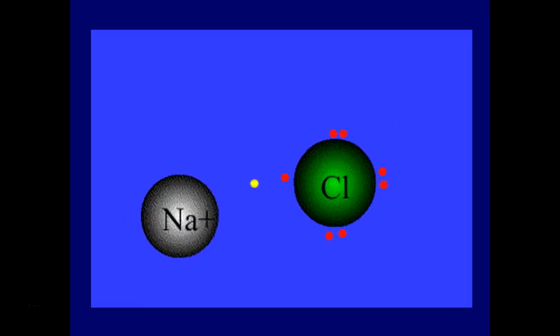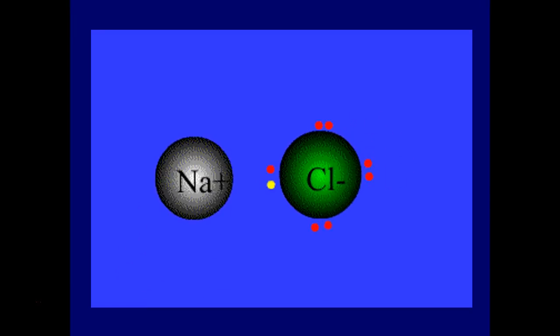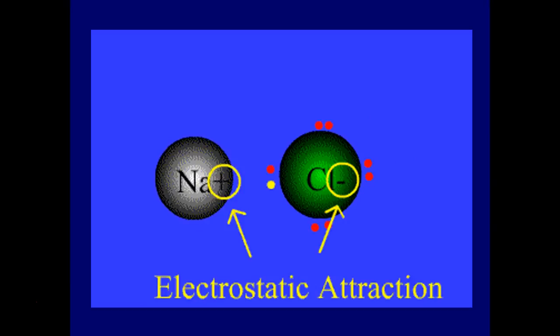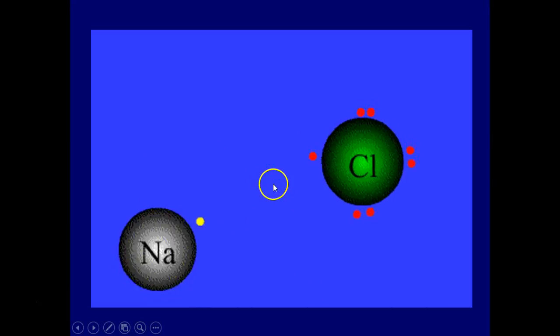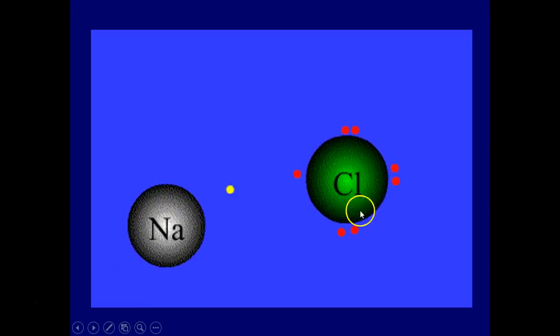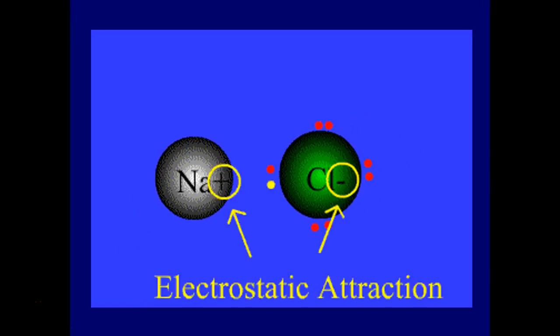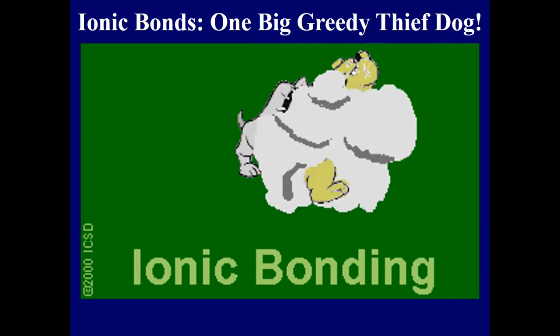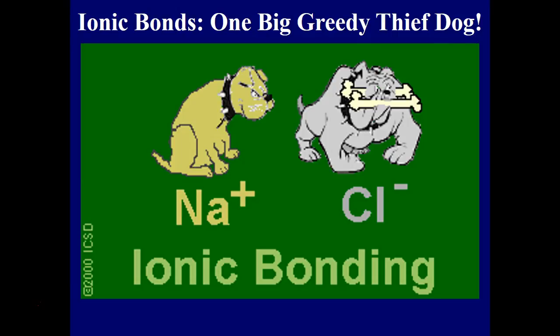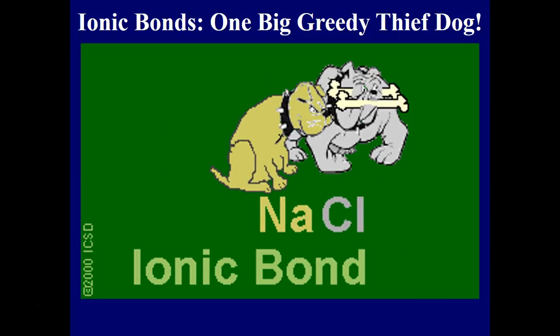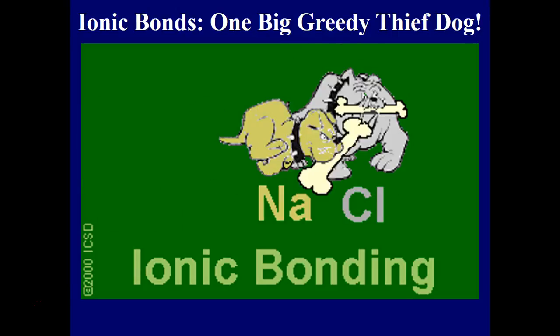So here's kind of an animation that shows what happens when 2 ions that attract each other get together. This is forming an ionic bond. We start out with sodium that has 1 valence electron, and that is given to chlorine, which needs 1 valence electron. And that sharing, or that transfer, holds these 2 atoms together. So you can think of ionic bonds as one big greedy thief dog, meaning the negative is going to take from the positive, and that holds these 2 things together.